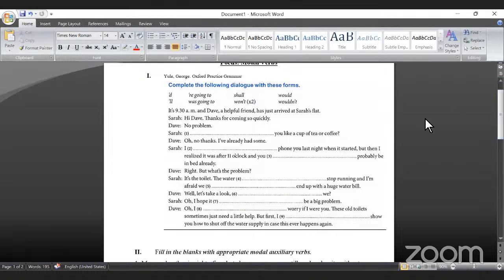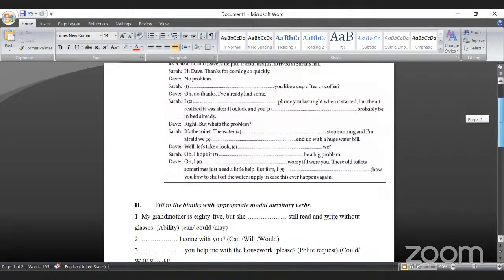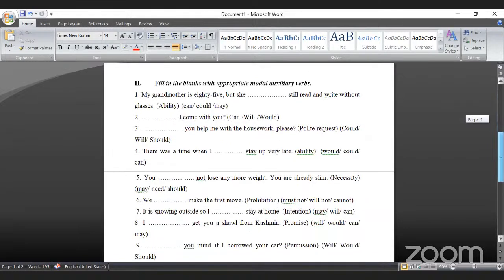Okay, so that part is clear to you, right? We'll go to the next one then. These are standalone sentences. The contextual meaning is indicated along with each of the sentences, and you're required to choose from the options that you have. The first one: my grandmother is 85, but she can still read and write without glasses. Can: ability. Why will you not use could?